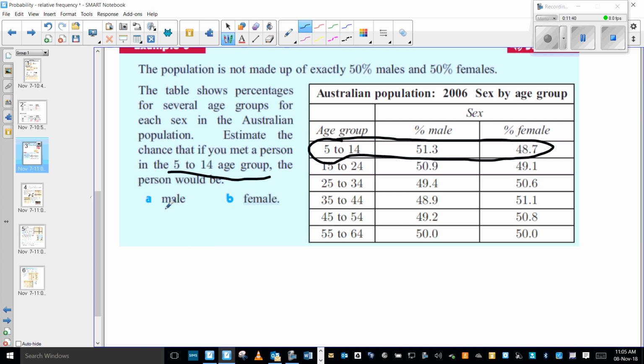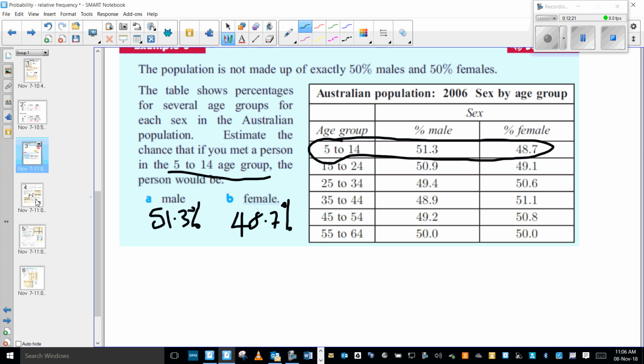Again, it's not a trick question. Kaya, what's the probability that the person's going to be male? 51. Let's keep it as they've written it. What's the probability they'd be female? Maya B? Almost. 48.7. Good girl. Okay? So in some cases you're looking at tables representing stuff.